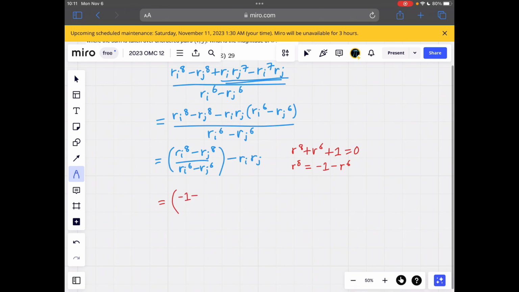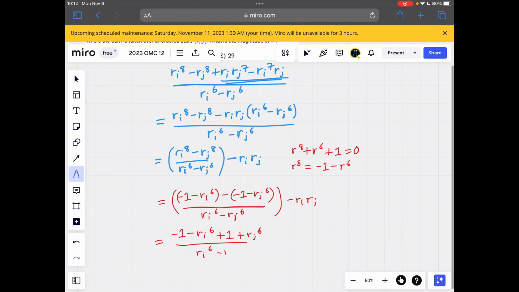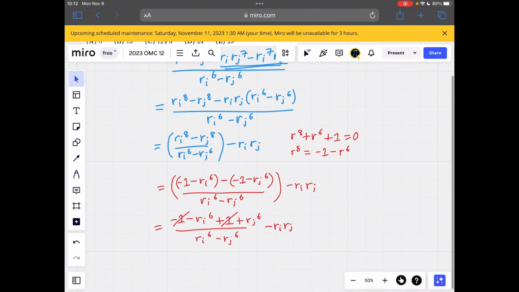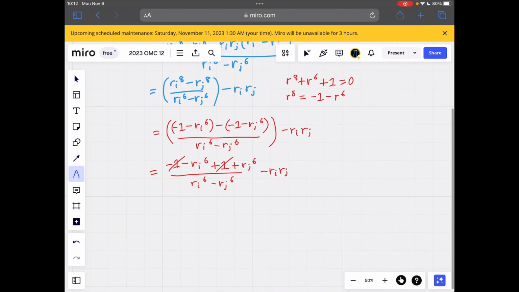So we have negative 1 minus ri to the 6th minus negative 1 minus rj to the 6th over ri to the 6th minus rj to the 6th, and all of that minus ri times rj. And we can greatly simplify the term on the numerator. That is equal to negative 1 minus ri to the 6th plus 1 plus rj to the 6th over ri to the 6th minus rj to the 6th minus ri rj. The negative 1 and the plus 1 cancel out, and we're left with negative ri to the 6th plus rj to the 6th over ri to the 6th minus rj to the 6th, and that's just equal to negative 1. So we want the sum of negative 1 minus ri rj.